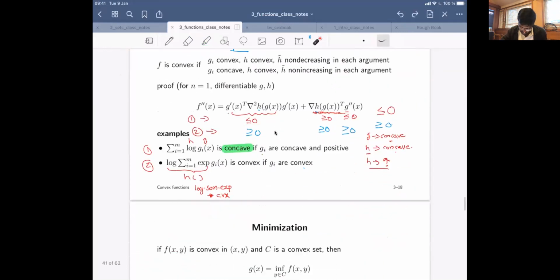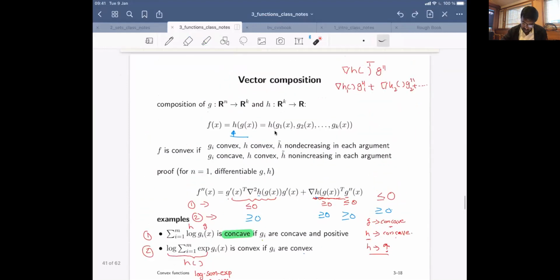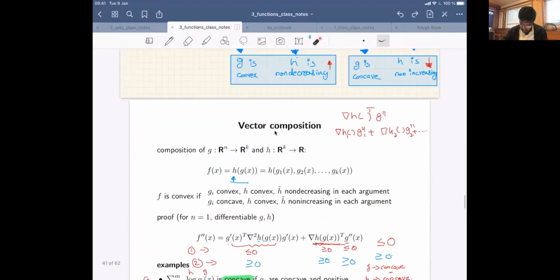Now another important thing is that many statements that we made before can be visualized under this composition. For example, we said that the norm of an affine function is convex, right? So this is again something similar. Here my h is the norm, and g is an affine function. So what is this h? h is convex.